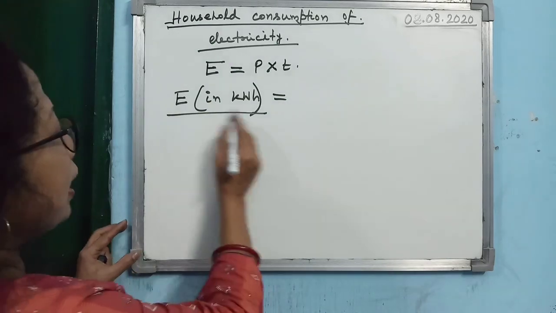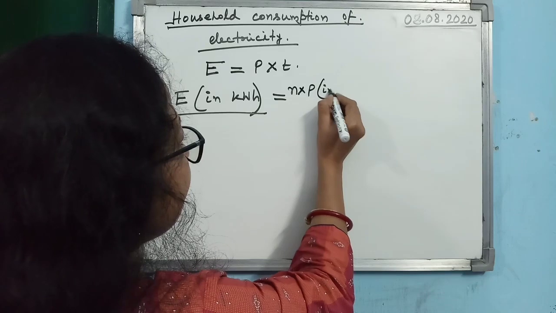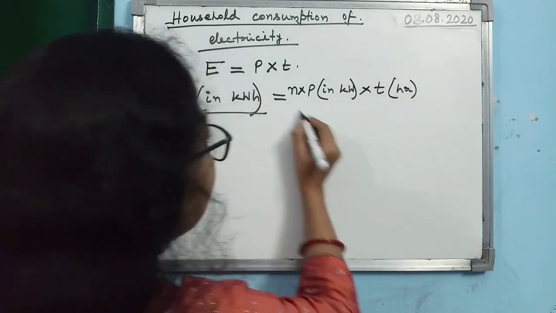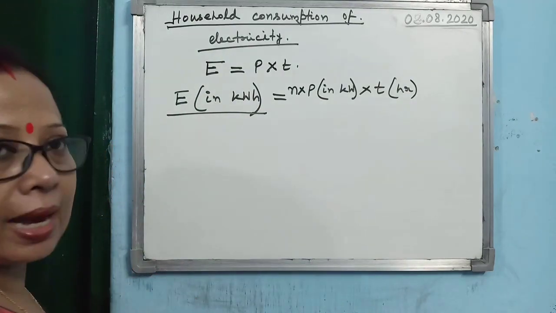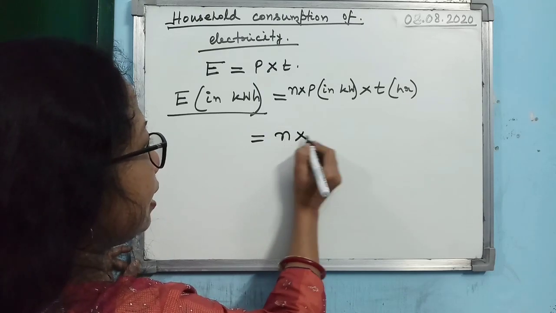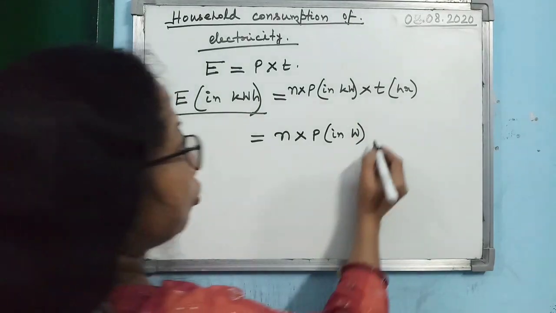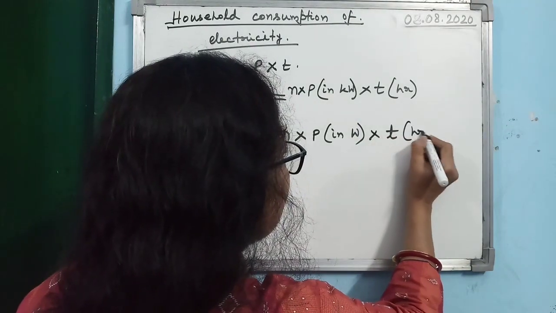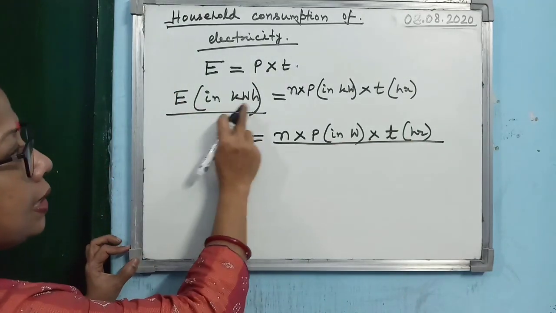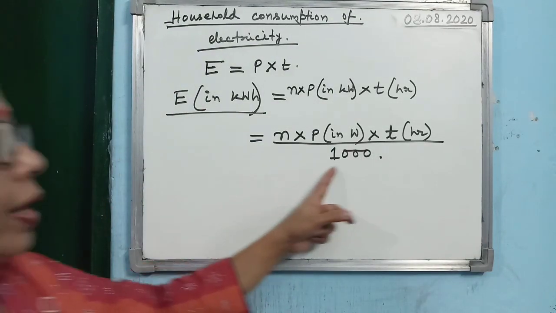So you can write down the formula like this: N into P, here P in kilowatt, into time, time in hour. N is the number of appliances. This is one formula. Or you can write it this way: N into P, when P is given in watt, not in kilowatt, and time is given in hour, then it will become watt hour. But energy is calculated in kilowatt hour, so you use this formula divided by 1000.